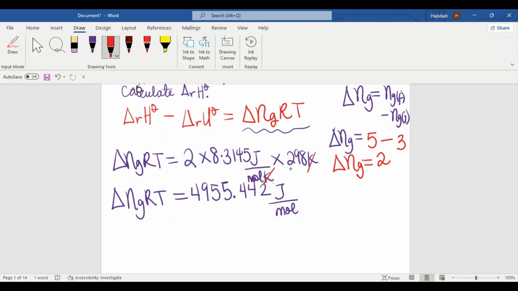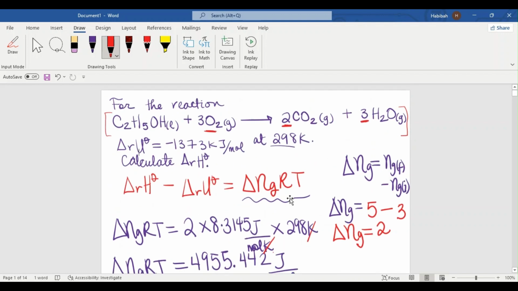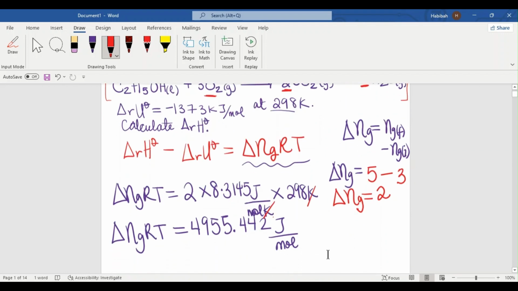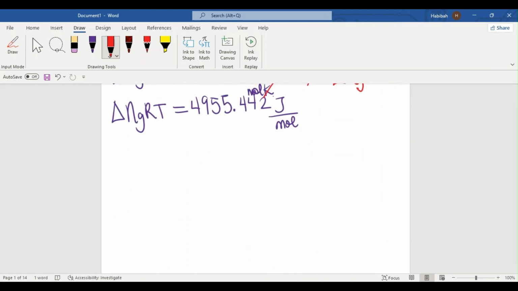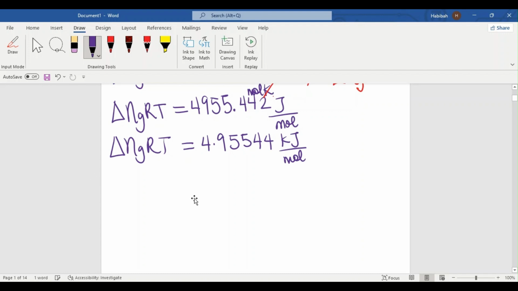This is the information that you're going to use and substitute in order to determine the change in enthalpy for the reaction. But before we go there, we have to remember that the change in internal energy of the reaction was given to us as negative 1373 kilojoule per mole. We're given that value in kilojoules and we have our current information in joules. So we have to go from joules to kilojoules. We just simply divide by 1000 and we end up getting 4.95544 kilojoule per mole.